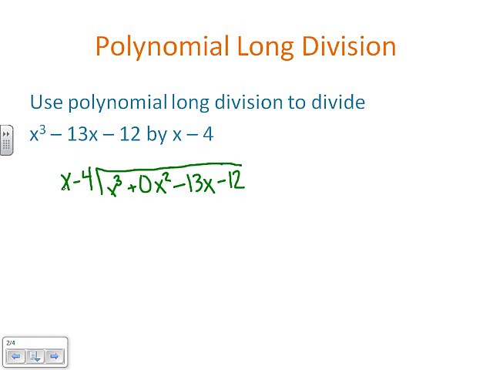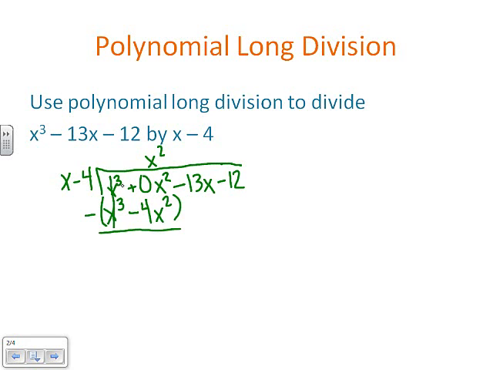So now let's divide. How many times will x go into x cubed? And that would be x squared times. So that x squared times x makes x cubed. And x squared times negative 4 makes negative 4x squared. Now let's subtract all of this. Remember, you always want those first two terms to be the same after you multiply. Then when you subtract, they should cancel out.